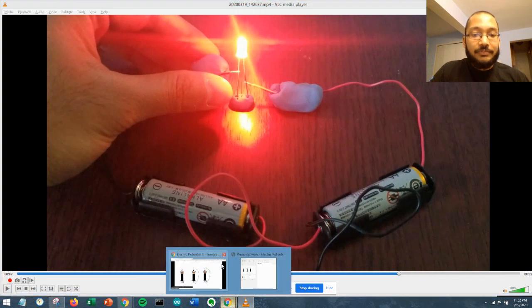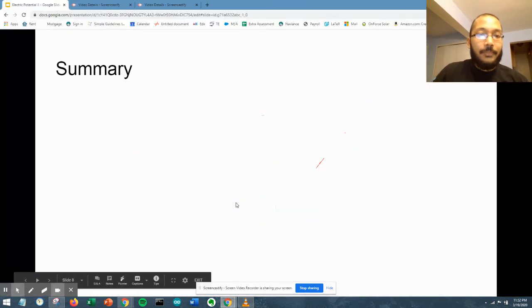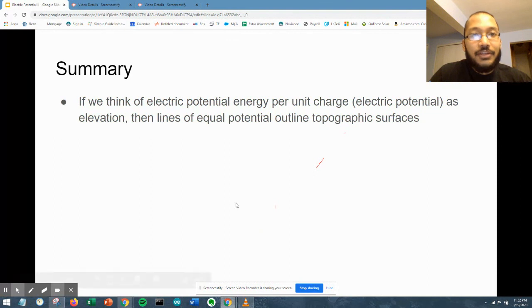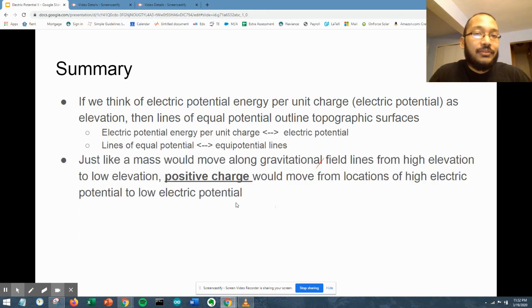In summary, if you think of electric potential energy per unit charge, or electric potential, as elevation, then lines of equal potential trace out essentially a topographic map that you can then interpret. And what do charges want to do? Positive charges want to move from high potential to low potential. And that's really the fundamental idea behind circuits.